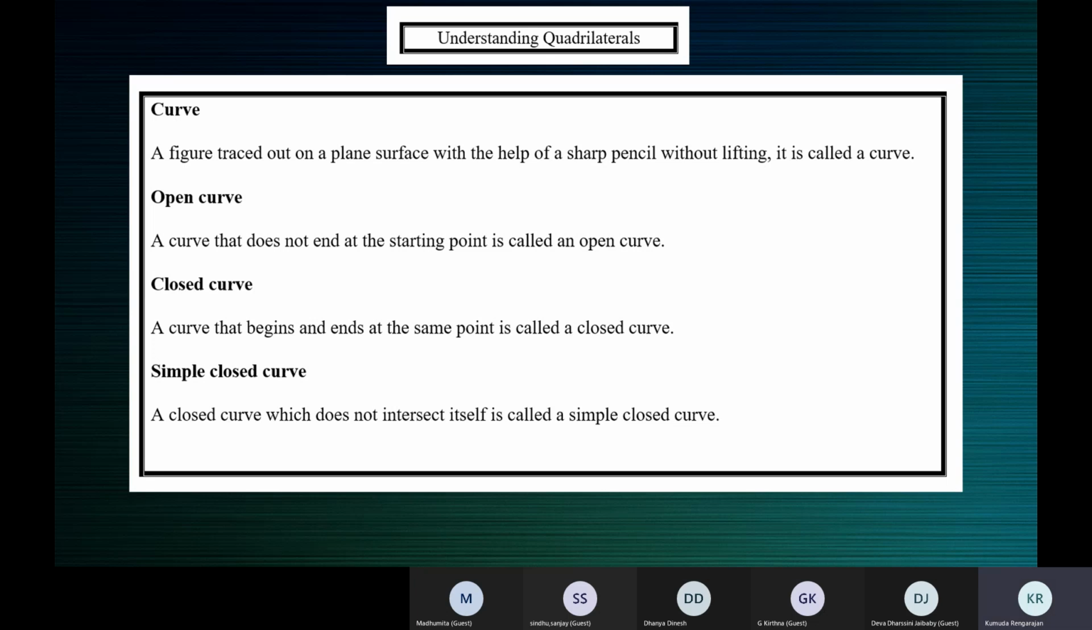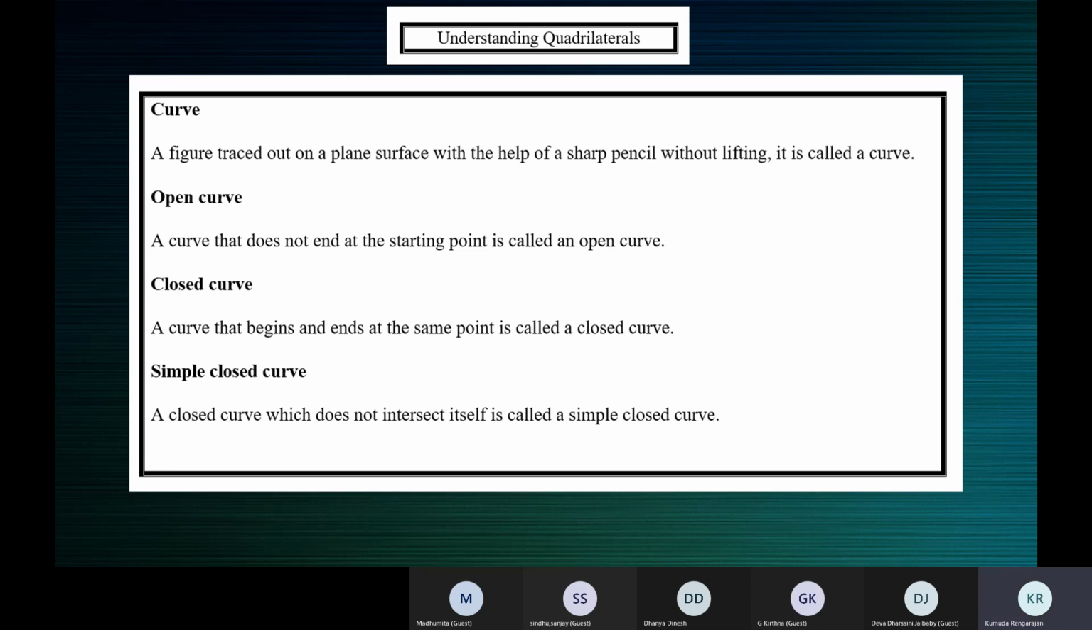An open curve is where the start point is not equal to the end point. A closed curve is where the start point is equal to the end point. If such a closed curve does not intersect itself or does not cross over itself, it's called a simple closed curve.